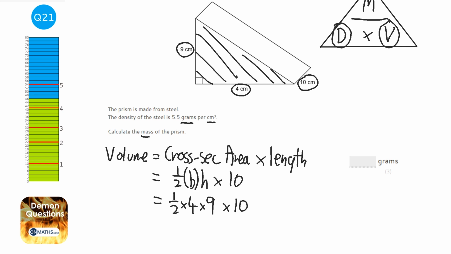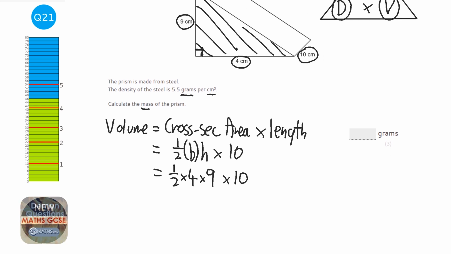Now, the reason I know the height is 9 is that it hits the base at right angles, and that's really important. The base and the height must be at right angles. And don't forget to halve it. Now, what I can do here is something quite sneaky. What I can do is I do half times the 4 to get 2, and that saves me timesing some big numbers together just to halve it.